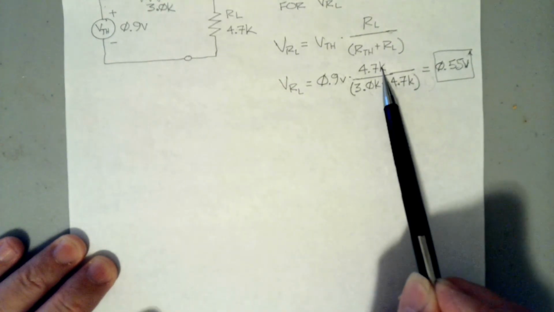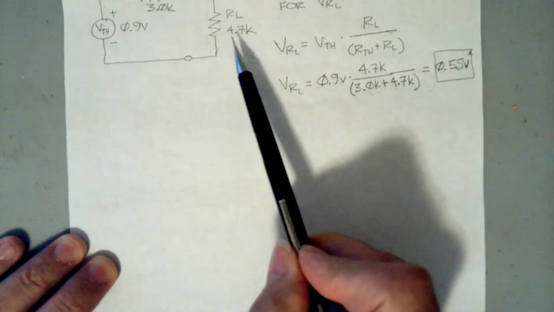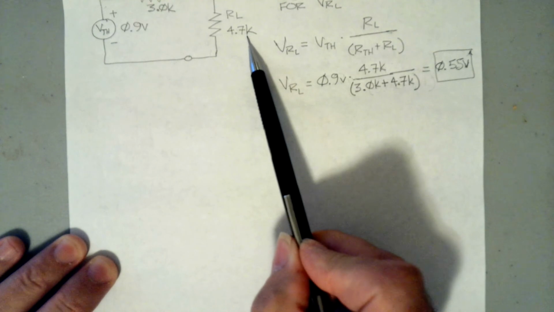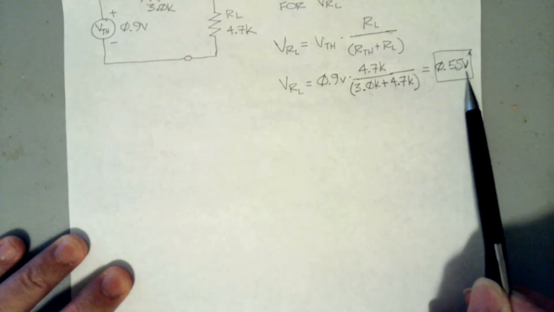You multiply it by 4.7K and you get the voltage across our 4.7K, RL, and we get 0.55 volts.